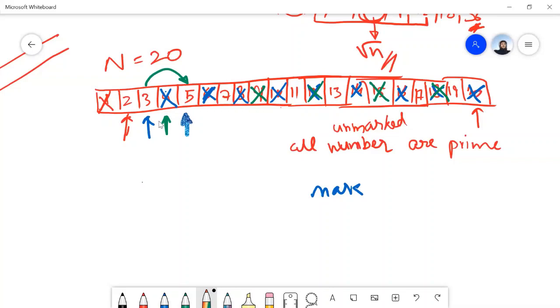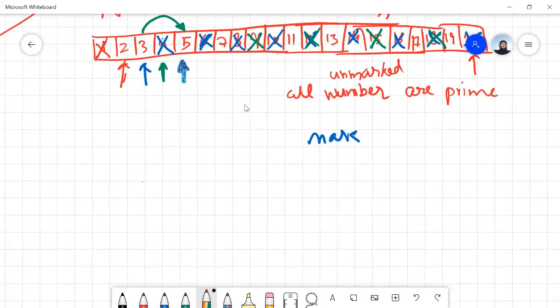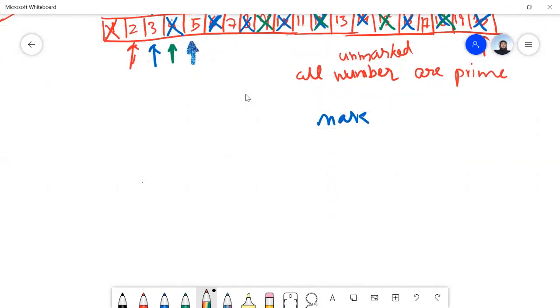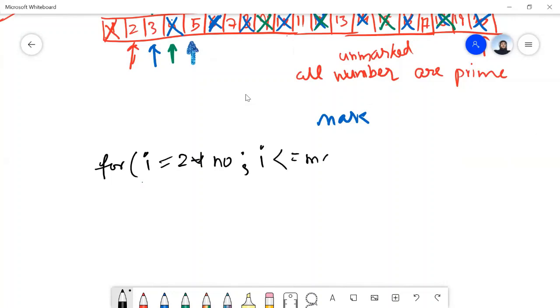In this way, whichever numbers are left unmarked in the array are the prime numbers. So this is one of the methods. And for this, if I write what we are doing, we are iterating for i equals twice the number, then i less than or equal to max of the range, and then i plus equals number.